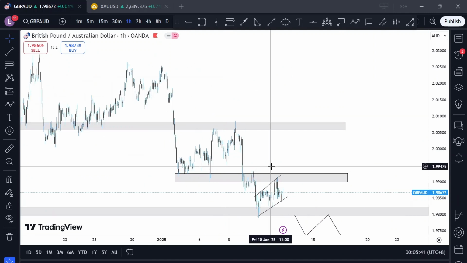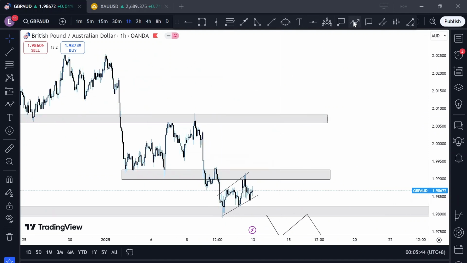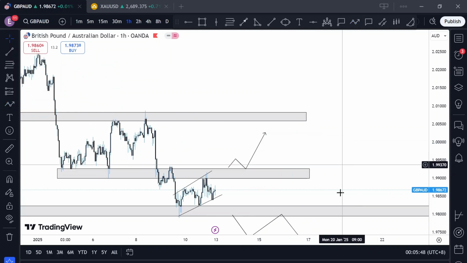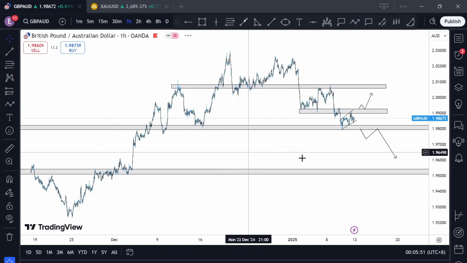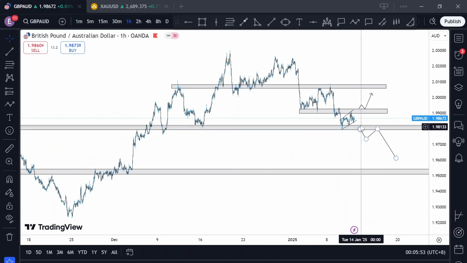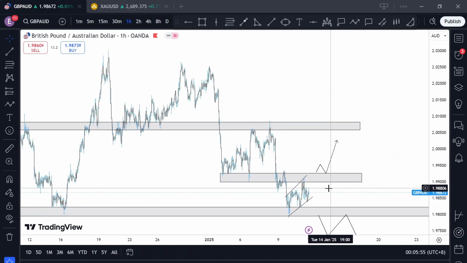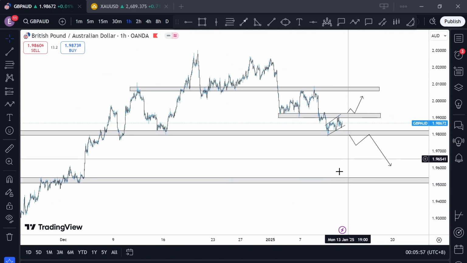The only reason you might want to consider buys here on Pound AUD is if price comes back to break above these regions. But for now, I'm more or less looking out for sales opportunities when price breaks here. That would be a very good setup to short. So let's see how that plays out.